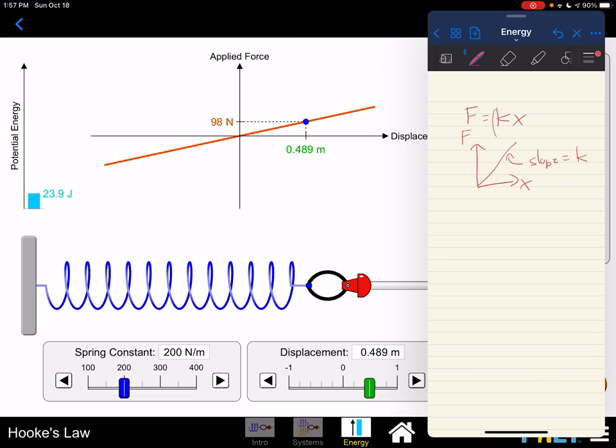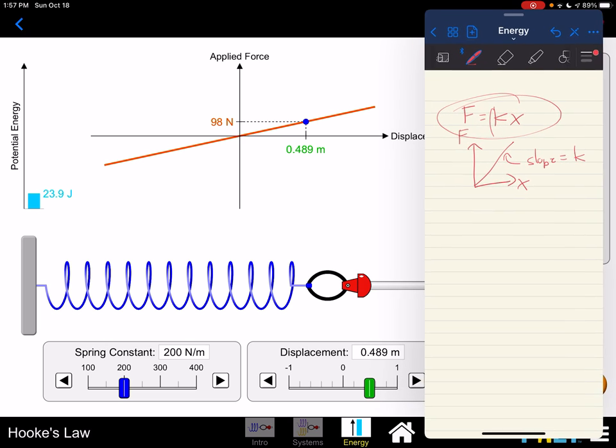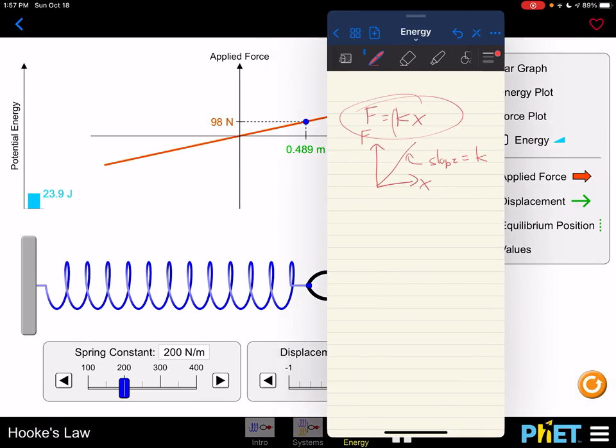Okay, so that's the gist of springs and Hooke's law. Hooke's law is just this equation. And remember that in real life, springs aren't going to obey this equation perfectly. The relationship between the force and the displacement isn't going to be perfectly linear. It's just the way that we imagine it with ideal springs.